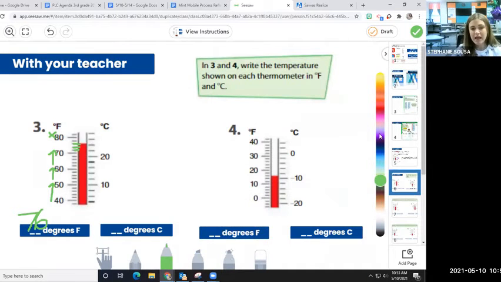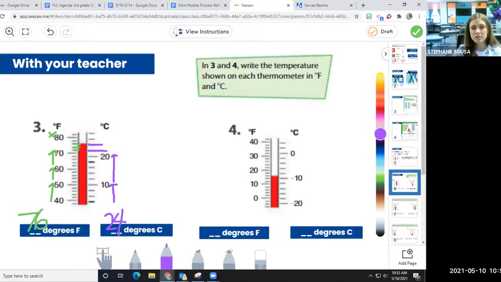Let's read the same temperature, but in a different unit of measure. It has gone up past 10. It has gone up past 20. I'm going to count by twos now. 20, 22, 24. It is 24 degrees Celsius.